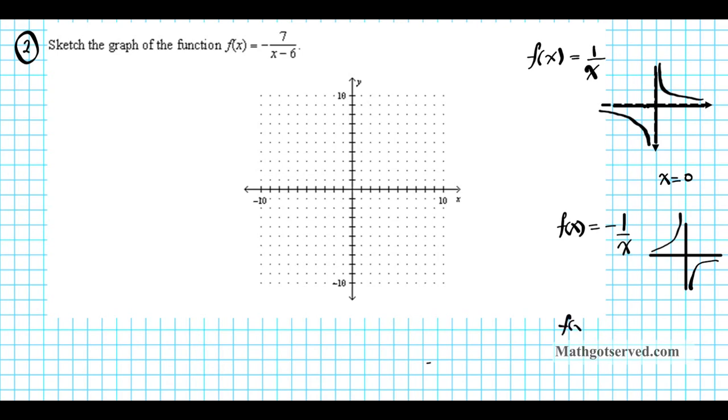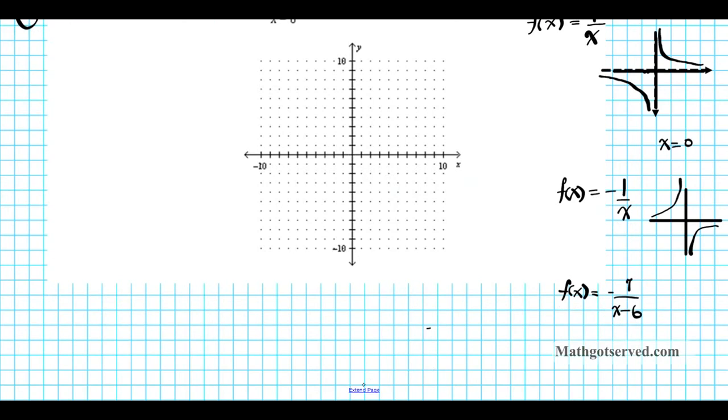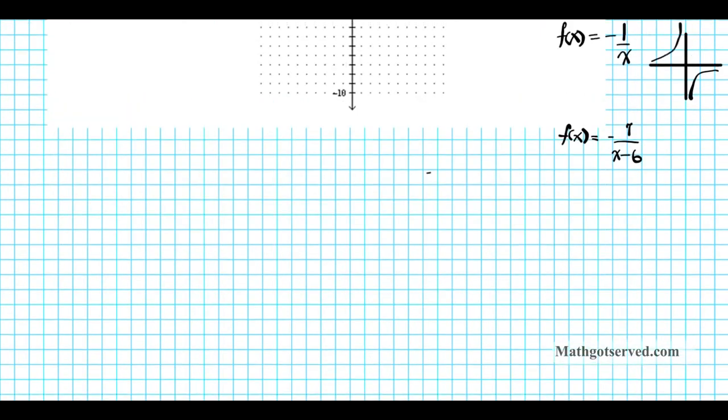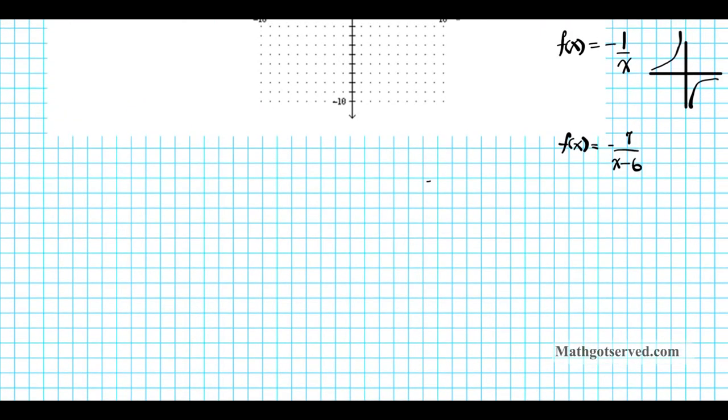So f of x equals negative 7 over x minus 6 is a dilation by a factor of 7 along the y-axis and a shift of 6 units to the right. So it's going to look something like this. Let's say you shifted it 6 units to the right. Let's say this is 2, 4, 6. So you shifted 6 units to the right, then your vertical asymptote will also move along with that.